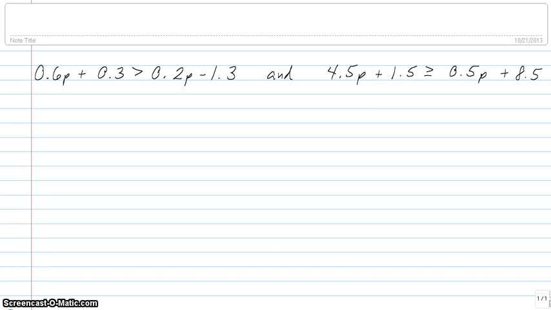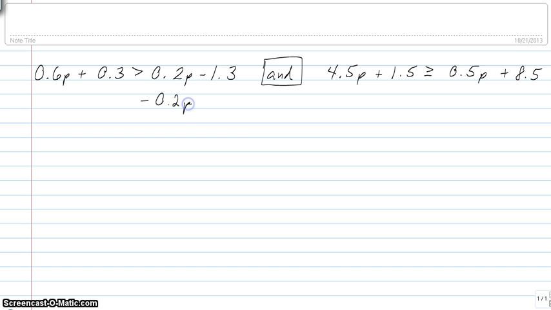Alright, so in this video we're going to work out a compound inequality. You can see that the two inequalities have been combined as an AND statement. And so we start with the left inequality. We need to get the two terms with the variable on the same side.